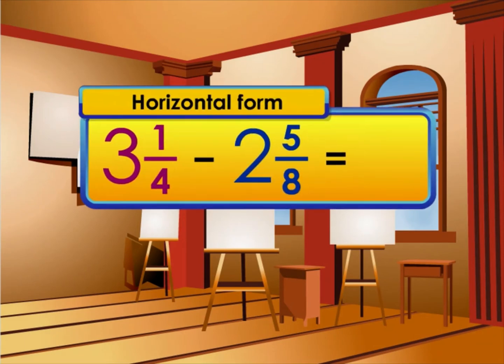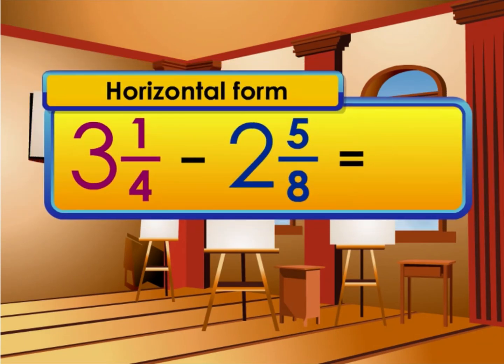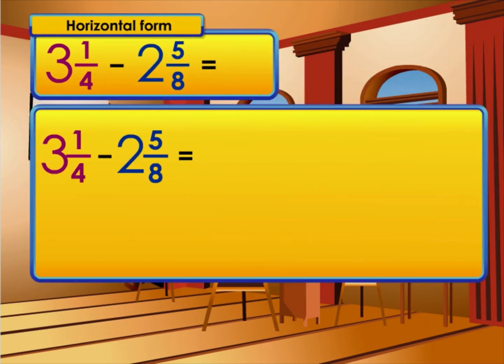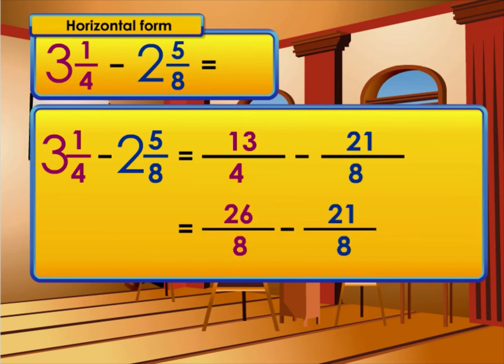Let's explore more by calculating the procedural way. Pupils may prefer to work in horizontal or vertical form. In the horizontal form, the number sentence looks like this. To calculate the difference, mixed fractions should be written in fraction form first. Each fraction must be written with a common denominator. Once these fractions have a common denominator, the difference may be found by subtracting the numerators. 26/8 minus 21/8 equals 5/8.